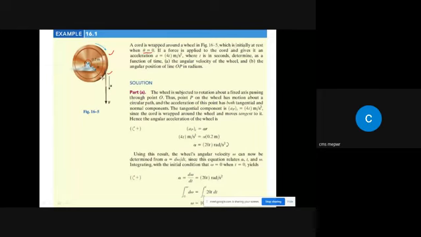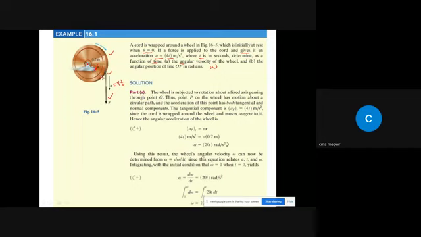If force F is applied to the cord and gives it an acceleration of a equal to 40t, where t is in seconds, determine as a function of time the angular velocity of the wheel, right? Means they are asking for angular velocity omega and the angular position of line OP, means they are asking for theta, right?